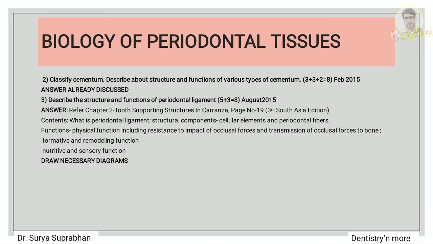Into this you have to write what happens when an axial force is applied and what happens when the horizontal or tipping force is applied to the bone. Okay, so that comes under the physical function. Then write about the formative and the remodeling function. In the remodeling function, please do write about the turnover rate of the periodontal ligament. Then coming to the nutritive and the sensory function. Draw the necessary diagrams. Please do draw the periodontal ligament fibers diagram. That is more important.